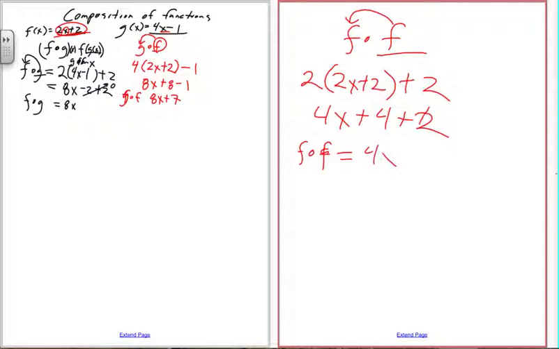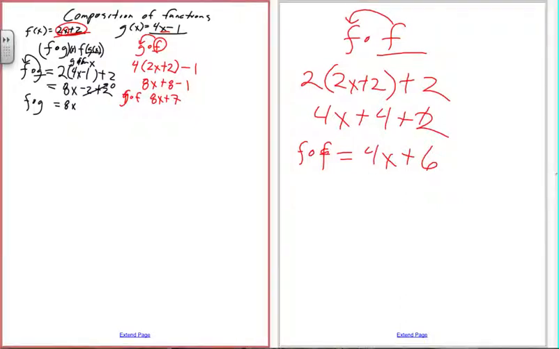X plus 6. And as you can see, you just take g and put it back into itself. Okay, so this looks pretty good, and it's not too bad. Now the question then becomes, what are the domains of these things? Well, what I always do is instead of looking at the original, I take a look at the domain of the resultant function.